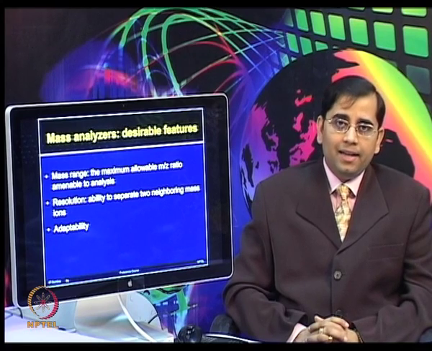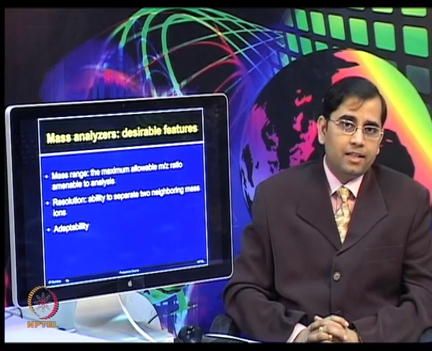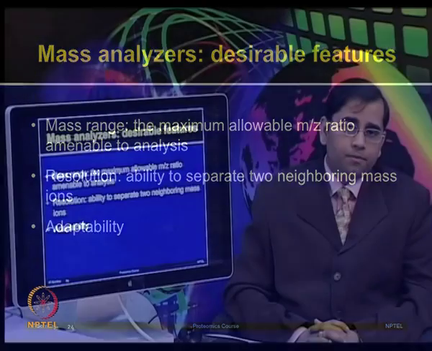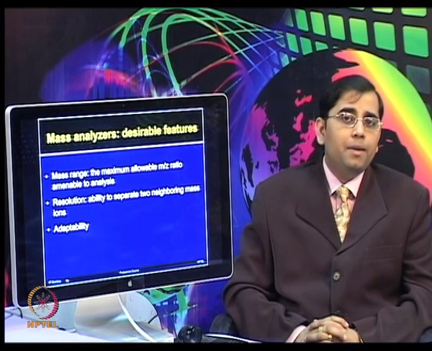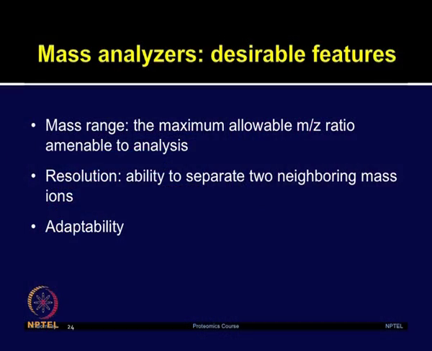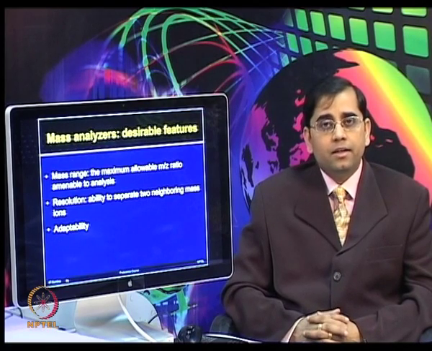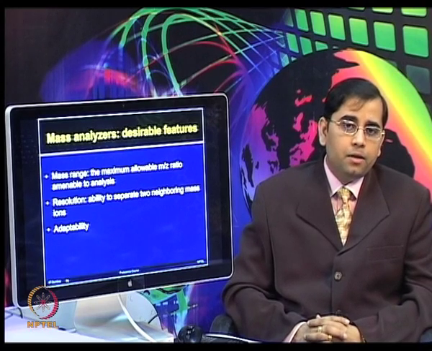The performance of mass analyzers can be evaluated on the basis of various desirable characteristics. Mass range, which is the maximum allowable m/z ratio amenable to the analysis. So, if you have a higher value, that will be useful for analysis of high mass compounds. Resolution, or the ability to separate two neighboring mass ions. So, how well the mass of interest can be separated from other species describes mass resolution.